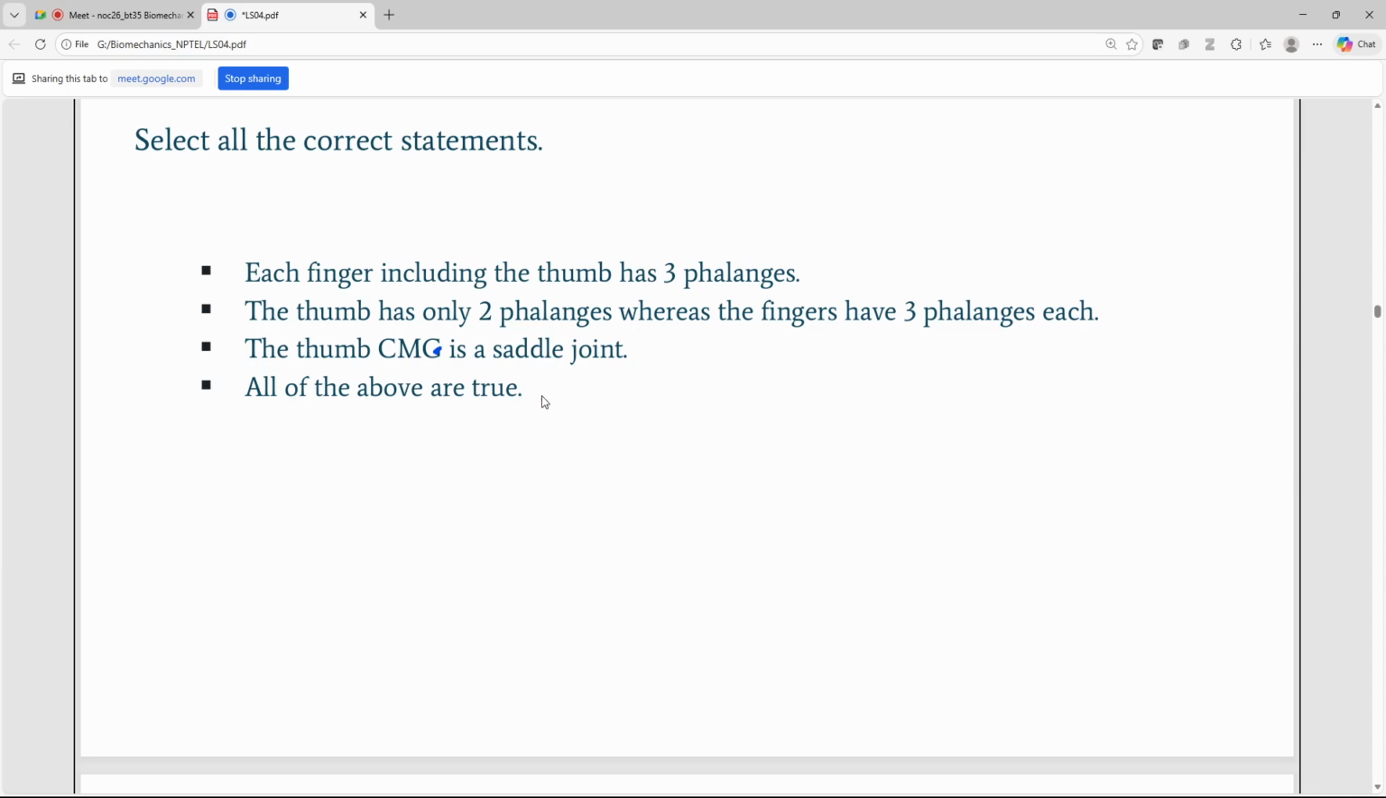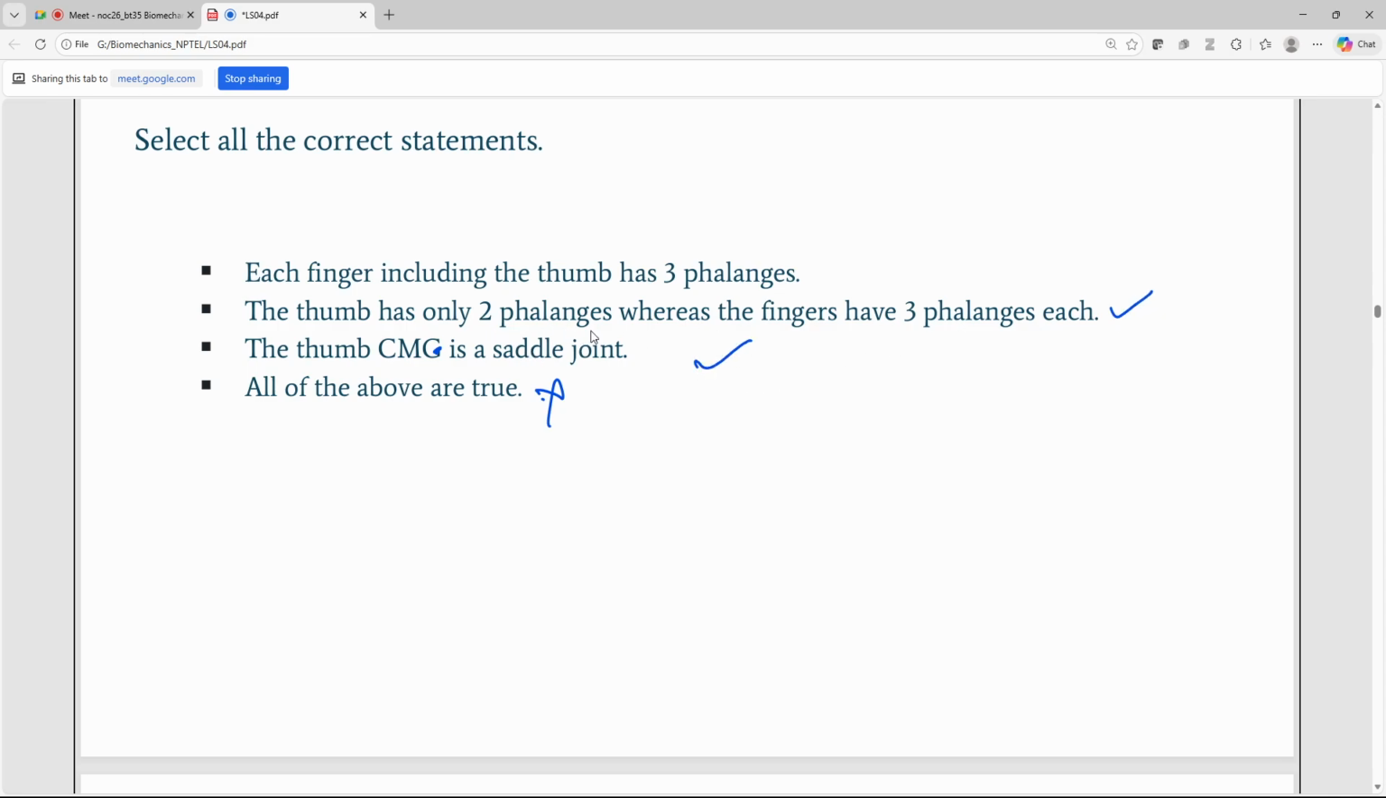So you can easily eliminate the last one, since all of them being true is not possible, because the first two options contradict each other. The answer is option B and C.